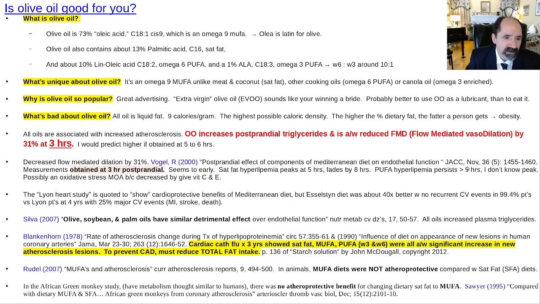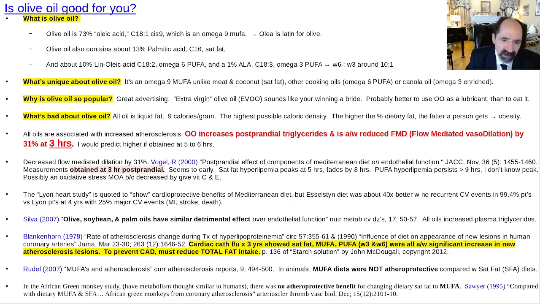Okay, so what's my problem with this paper? They obtained the data at 3 hours postprandial. Later on, we'll look at a graph, and my prediction is there's going to be a lot more impairment of blood flow at 5 or 6 hours than at 3 hours. With sat fat, you typically peak at about 5 hours in hyperlipidemia, and then it'll come down by around 8 hours. Whereas with polyunsaturated fatty acids, the hyperlipidemia persists more than 9 hours.